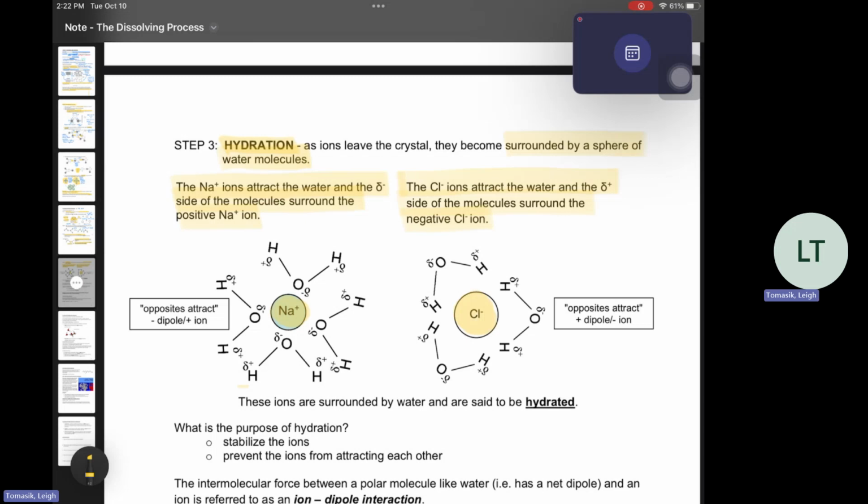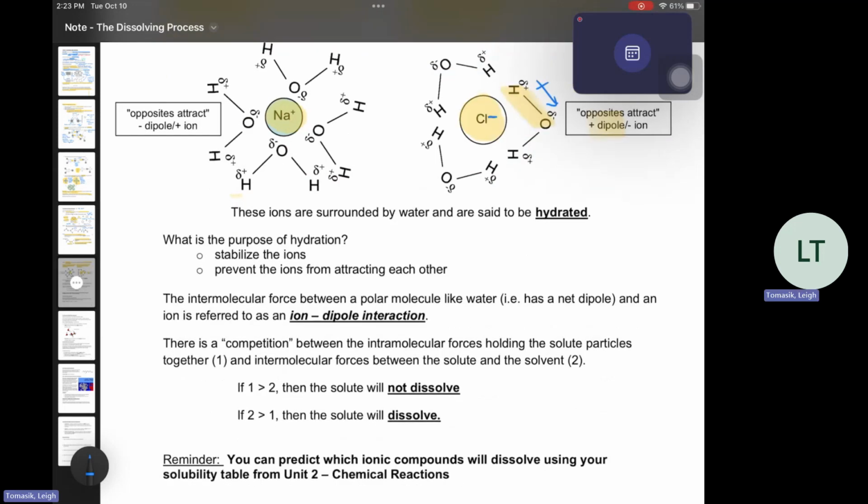So this is between a dipole and an ion. So these are dipole-ion forces. What is the purpose of hydration? Why does it happen? Because it stabilizes the ions, because they no longer have each other to stabilize. The water molecules stabilize the ions instead, and it prevents the ions from attracting one another. The intermolecular force between a polar molecule like water and an ion is referred to as an ion-dipole interaction.